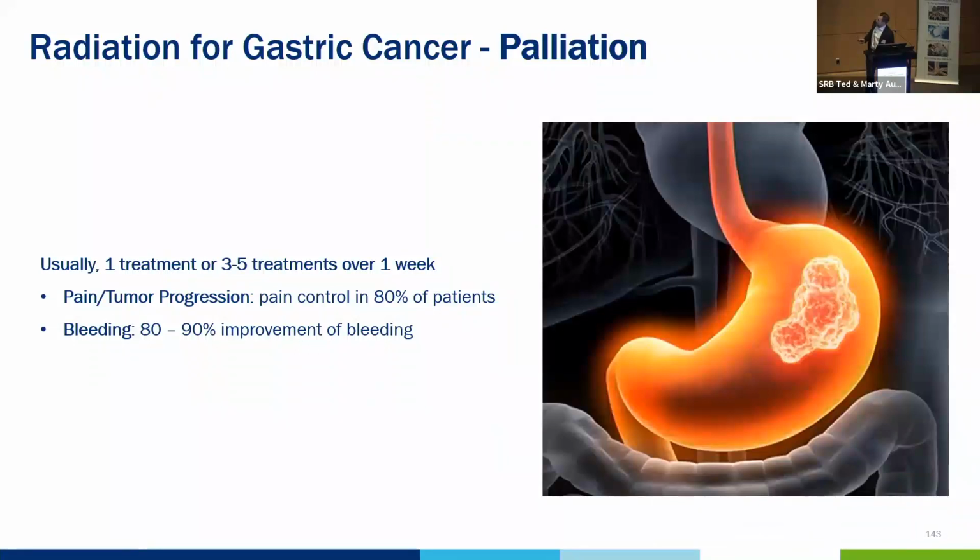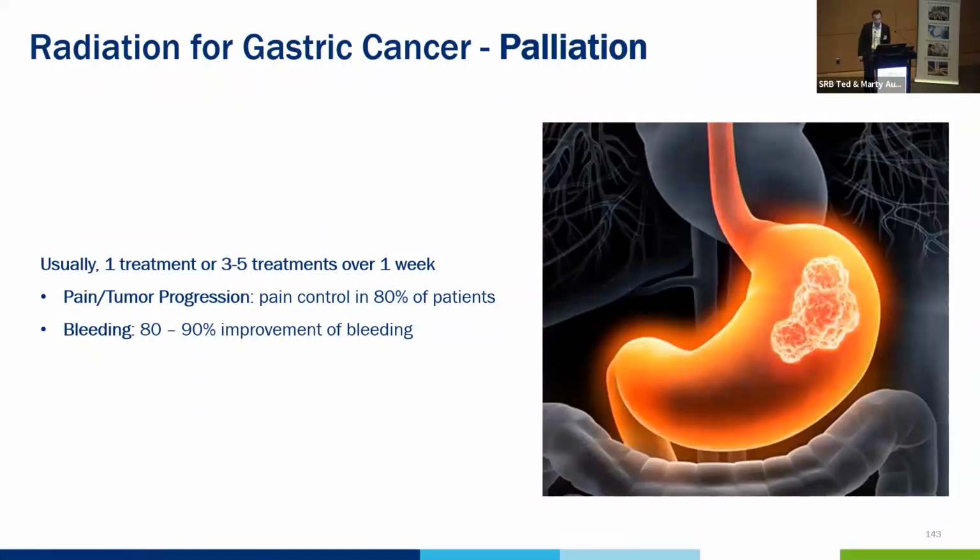And finally, there is a role of radiation in palliating patients with gastric cancer. Very commonly, this is for pain or bleeding, and this can be a single treatment that's delivered or 3 to 5 treatments that are given over 1 week. I think actually that the bleeding maybe is a little overestimated on this slide from the studies that we referenced, but probably more to 60 to 70% in control of bleeding.